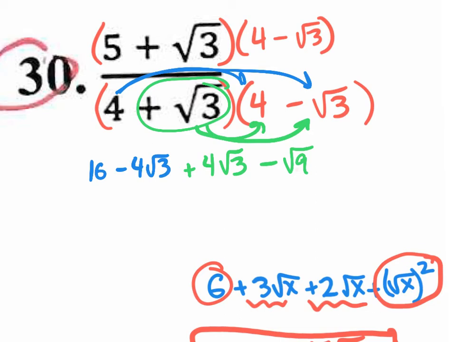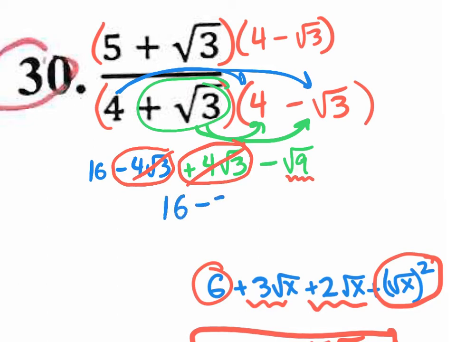When you multiply a binomial by its conjugate, when you combine like terms, this one and this one are exact opposites. They eliminate, they're gone. And not only that, the square root of 9 is actually 3. So I really have 16 take away 3. So my denominator portion of my answer is going to have the denominator 13, because 16 take away 3 is 13.